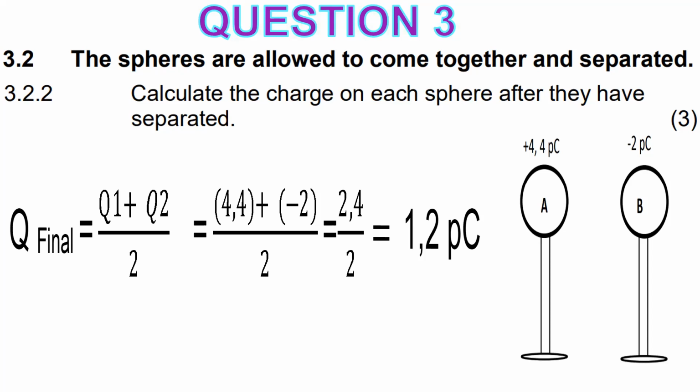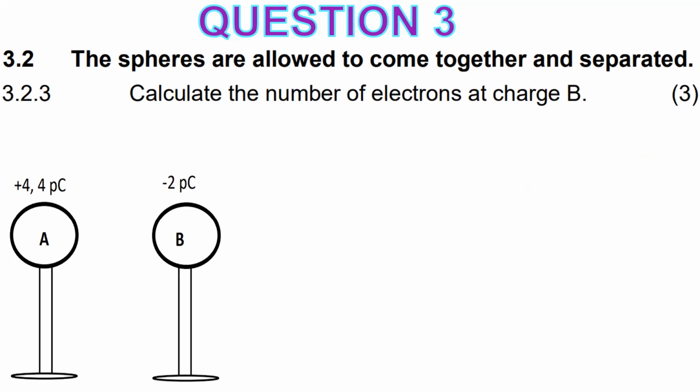So 4.4 first one, QA, QB also you can say it's fine. 4.4 plus -2 over 2. You are getting 1.2 pC, pico coulomb. You know pico, 10 to the power of -12. So we are going to convert it to coulomb now. I hope all okay for now. If you have any question, you can ask in the comments. You can ask anytime.